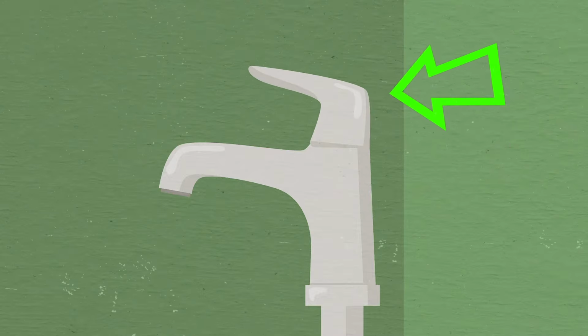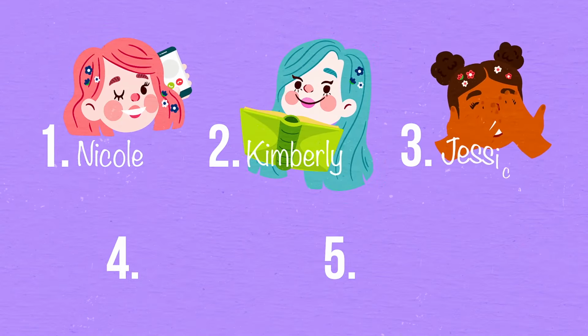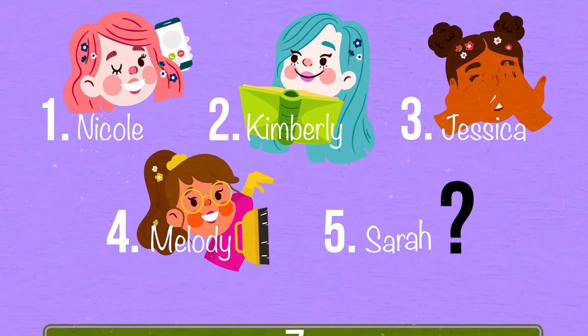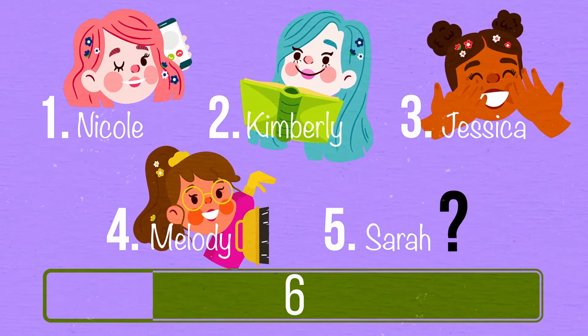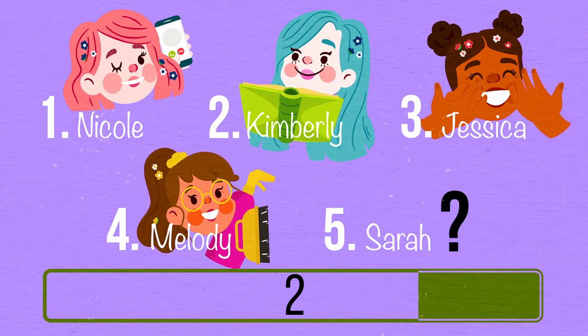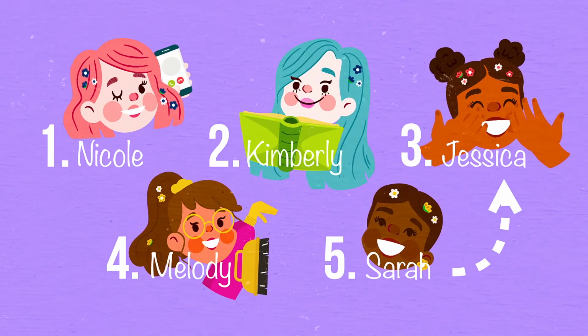Now it's better. There are 5 girls in the room. Nicole is talking on the phone, Kimberly is reading, Jessica is playing hide and seek, and Melody is tidying up. What's Sarah doing? Sarah is playing hide and seek with Jessica.